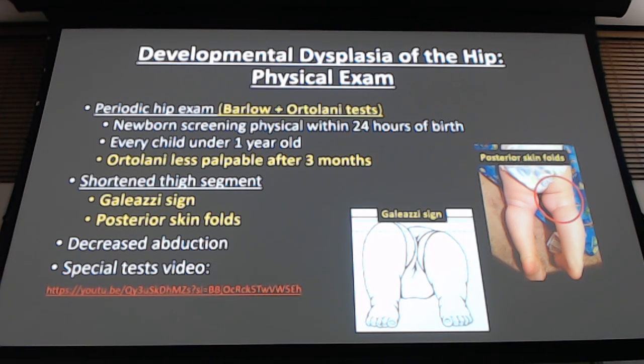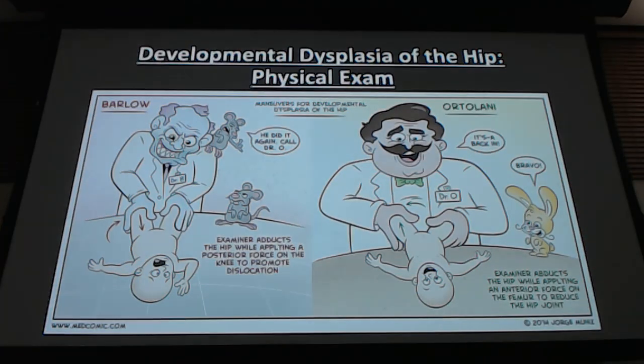So before we get too far, what are the Ortolani and Barlow? I prefer to think of it as Barlow and Ortolani, because Barlow lets you know what you're doing. Think of it as BO, body odor. So Barlow, you're trying to actually dislocate the child. Ortolani, you're trying to reduce that dislocation. Have I lost anybody yet? I will jump to this and then go back.